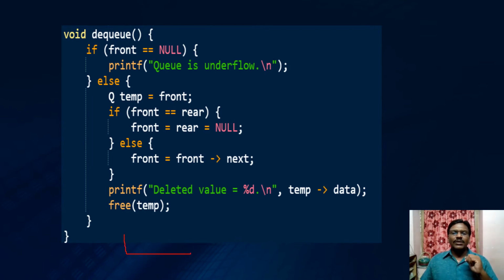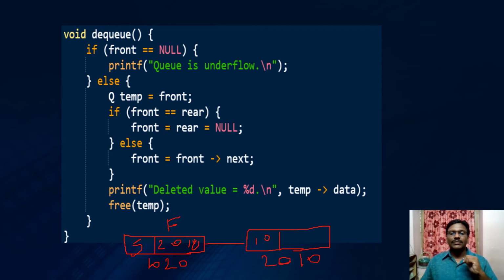Now choose, for example, two values. 1020 is the front. This is the value 5, 20, 10. In this list it is representing the front, and it is representing the rear.